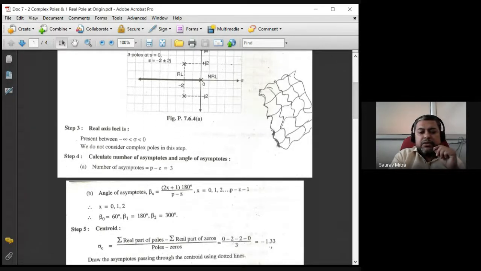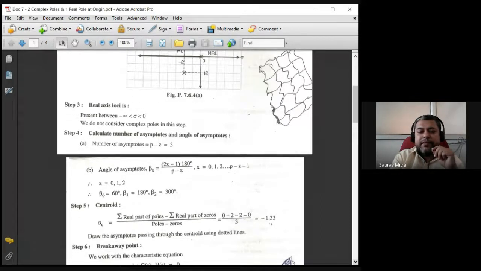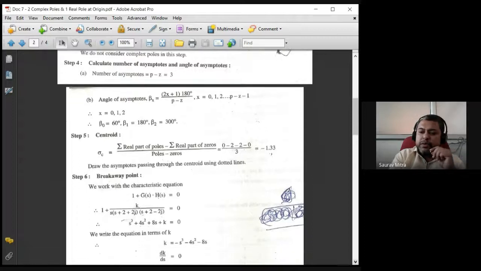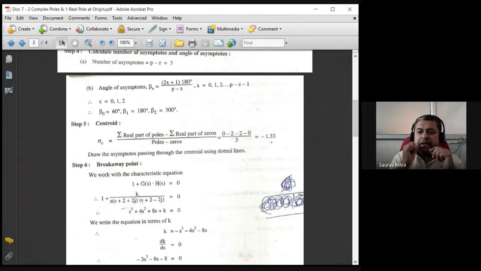Centroid. There are three poles: 0, minus 2 plus 2j, and minus 2 minus 2j. There are no zeros, only three poles. So the zeros' real part is 0, and the poles' real parts are 0, minus 2, minus 2. This gives minus 1.33 as the centroid. So from there you have to draw three angles, 180 degrees, 60 degrees, and 300 degrees. Up till this there was no doubt.